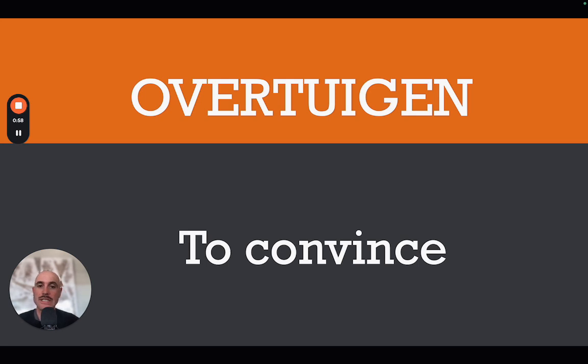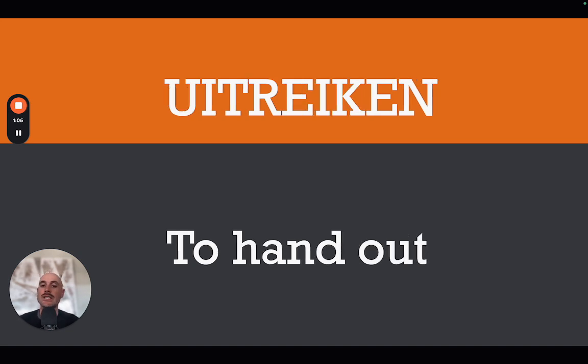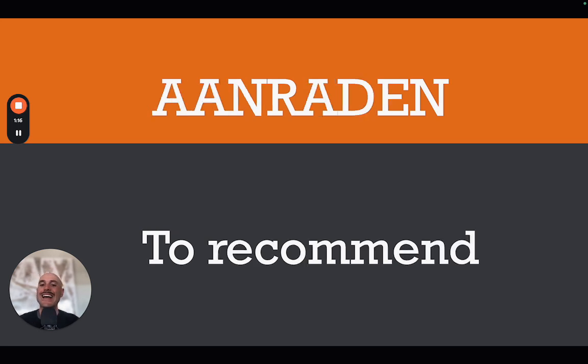The first verb is overtuigen. Overtuigen is to convince. Iemand overtuigen is to convince someone. The next one is uitreiken. Uitreiken is to hand out. Bijvoorbeeld, een prijs uitreiken. To hand out a prize. Right? The next one is aanraden. Aanraden is to recommend. Alright? Iemand iets aanraden. Alright? Aanraden, to recommend.